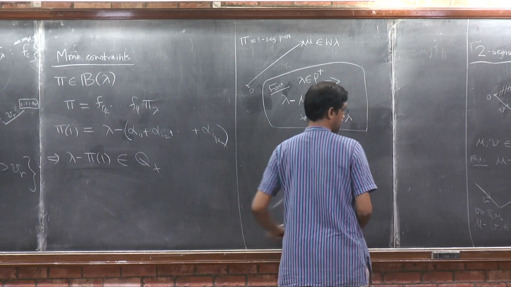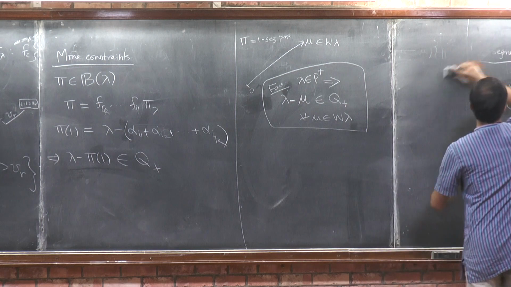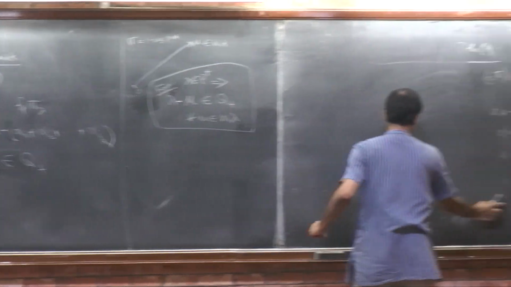But for two segment paths, let's look for two segment paths and impose this constraint. Suppose I have a two segment path which comes from B lambda.